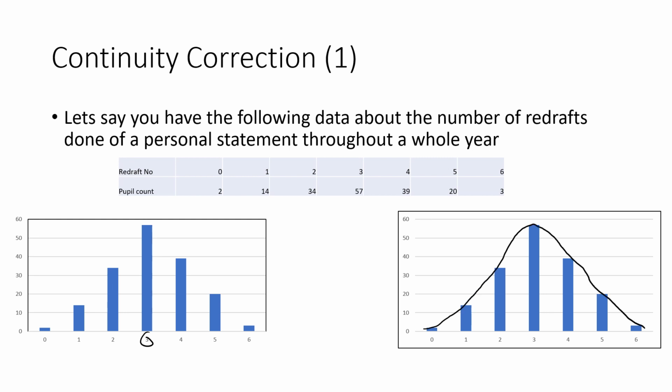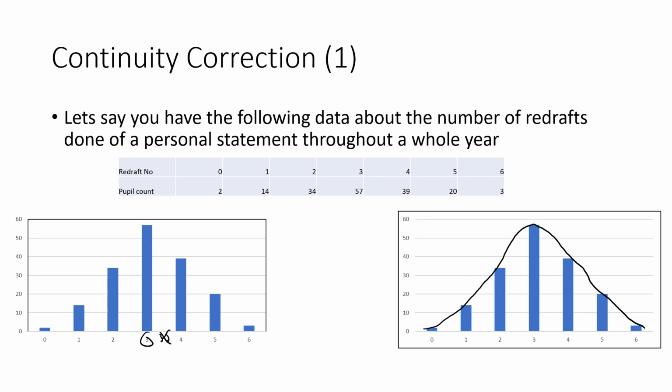Now, one thing I want you to realize is that in this discrete variable, there's no 3.5. You can't have 3.5 redrafts, or the probability of there being 3.5 redrafts or less, anything like that. But in this normal distribution, you can, because it's continuous. So how does that work?